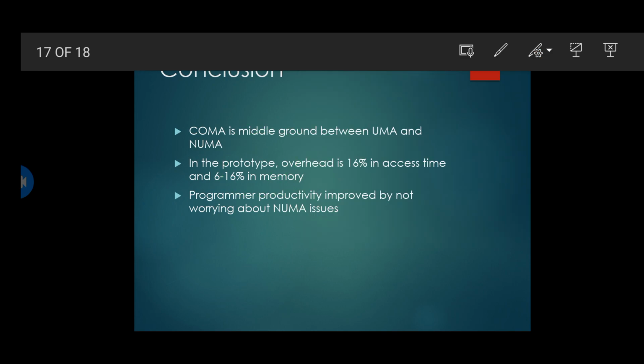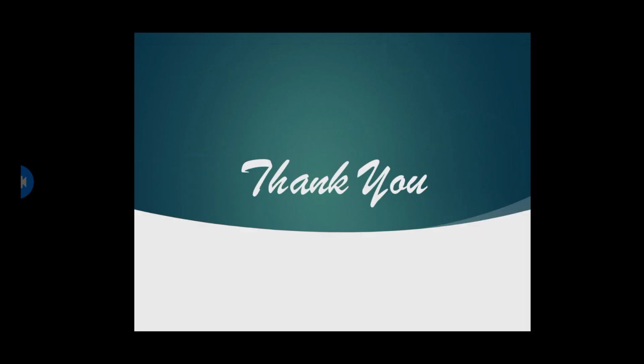Now, in the prototype the overhead is 16% access time and 6% memory. Program productivity is improved by not worrying about NUMA issues. I think I covered each and every point about the cache only memory architecture. Till now I compared everything with NUMA, UMA, and the cache memory prototype. I discussed the time differences between them, and I even showed the graph. I think we have cleared everything. Thank you.